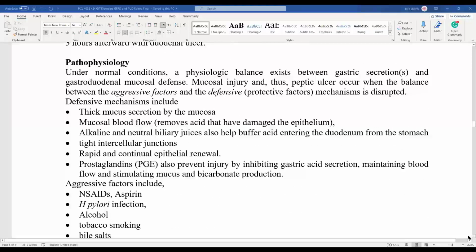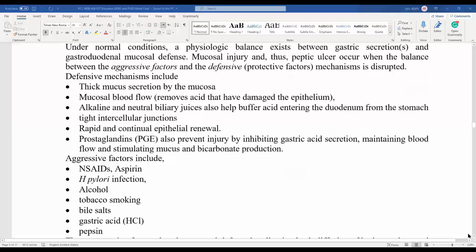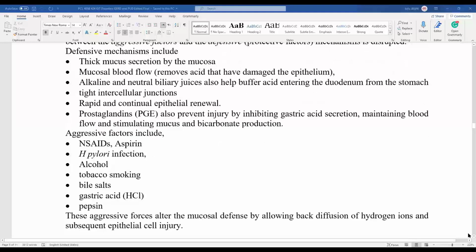And then the aggressive factors, the non-steroidal anti-inflammatory drugs. We know the non-steroidal anti-inflammatory drugs. Can you give examples, please? Aspirin is already on the board. Give me something, Napa. Okay, diclofenac and the rest. Then H. pylori infection, alcohol, tobacco smoking, gastric acid, pepsin.